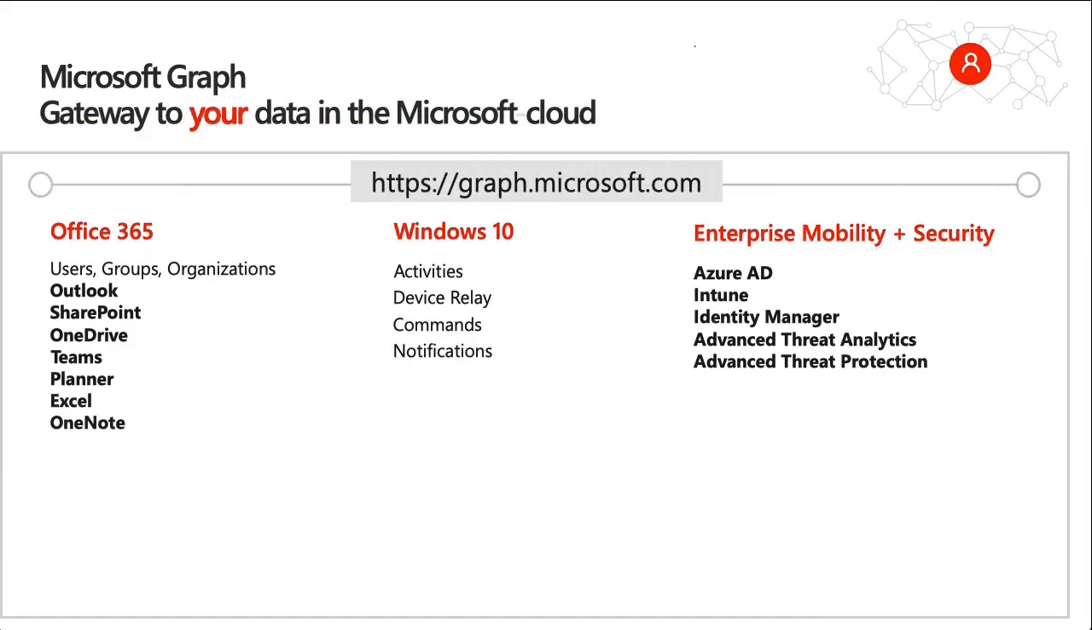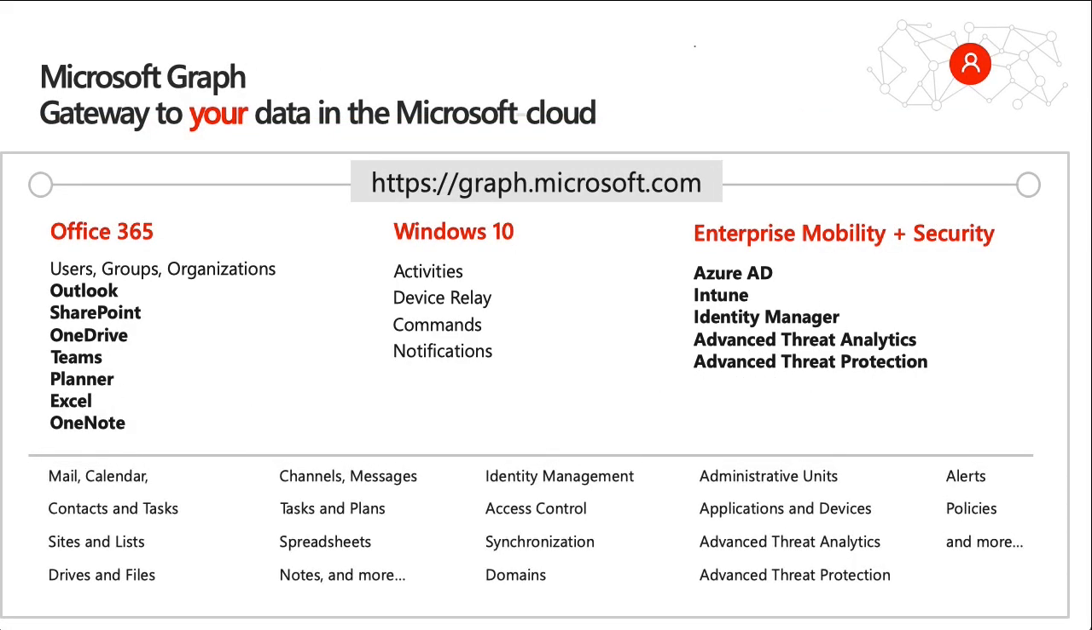The Microsoft Graph is the gateway to your data in the Microsoft Cloud. As you see there from the bottom of the list, we've got a lot of different services and data types that we can actually take advantage of from Office 365 and Microsoft. And it's all considered part of the Microsoft 365 platform.